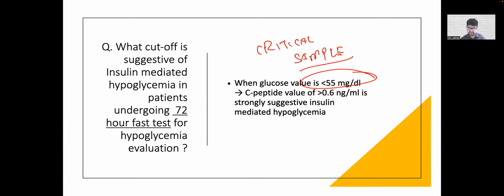And if the C-peptide is more than 0.6 nanogram per ml, that means that at the time of hypoglycemia, the body's insulin production is not suppressed. And this is what is known as insulin mediated or insulin dependent hypoglycemia. If the value is negligible, if the C-peptide can hardly be measured when the patient is having hypoglycemia, it is likely to suggest another cause, that is an insulin independent cause of hypoglycemia, right? So this is a very useful thing.